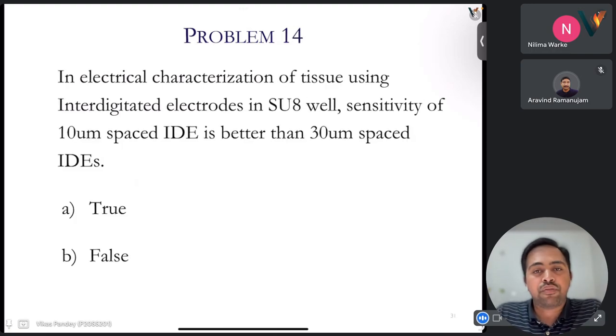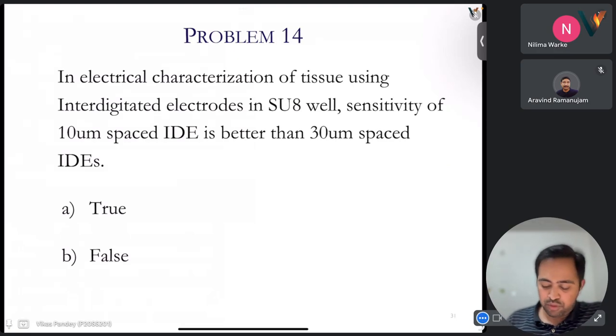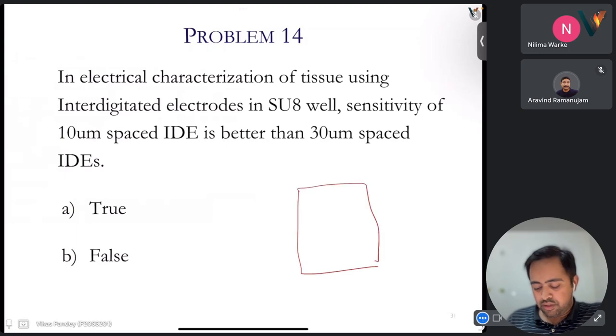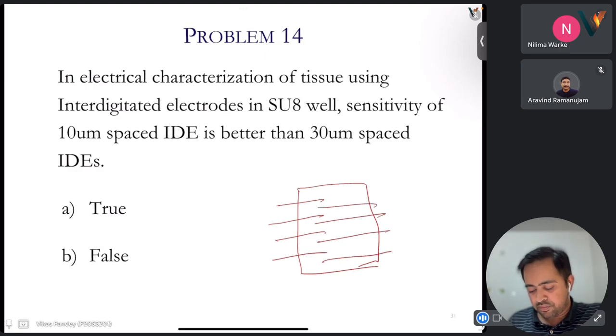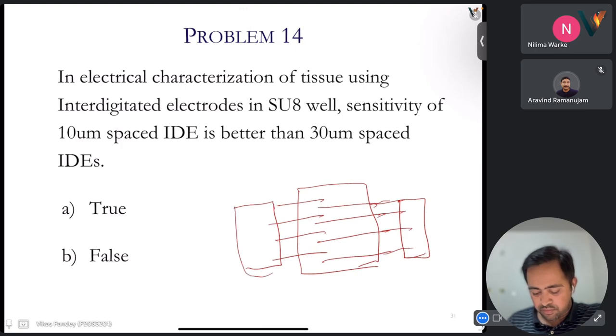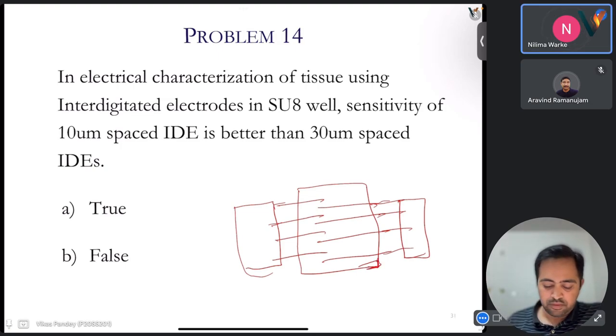In electrical characterization of tissues using interdigitated electrodes in an SU8 well, we have the SU8 well, and like first the electrode, then the SU8 well. Such kind of structure, and they are all connected. The sensitivity of 10 micrometer spaced IDE is better than 30 micrometer spaced IDE. Is it true or false? It is false. Why?